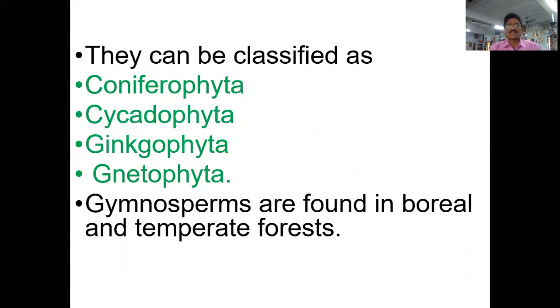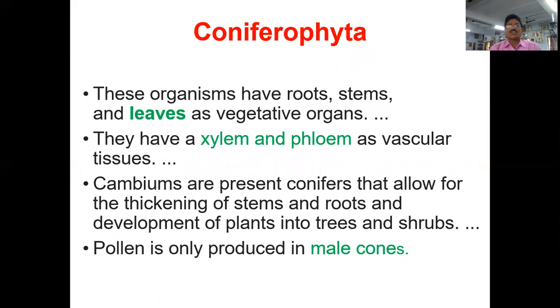When you see the classification of gymnosperms, the gymnosperms are classified into 4 groups: Coniferophyta, Cycadophyta, Ginkgophyta, and Gnetophyta. These are the main 4 classes of gymnosperms. So first of all, let's see what we mean by Coniferophyta. What are the general characters? The Coniferophyta organisms have roots, stems, and leaves, and they have xylem and phloem, the vascular tissue.